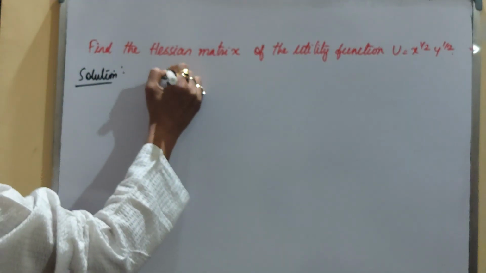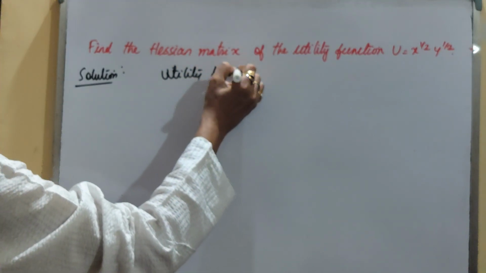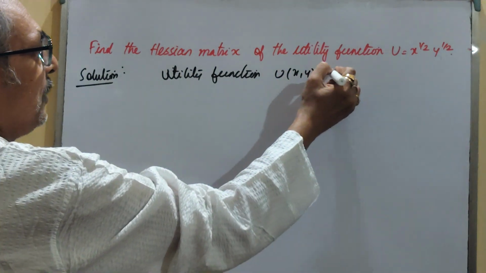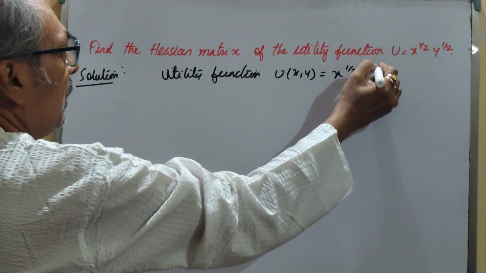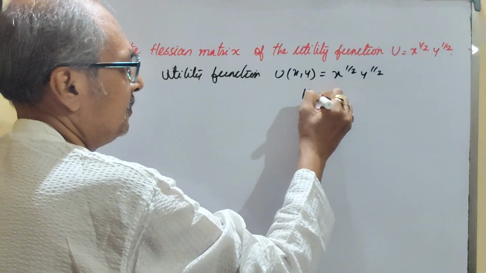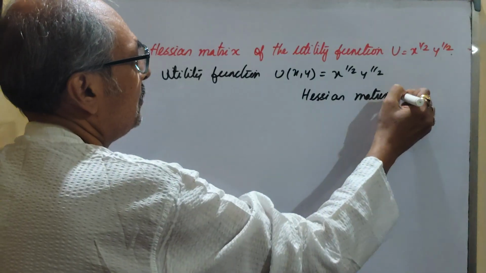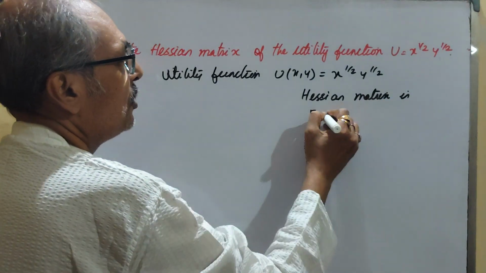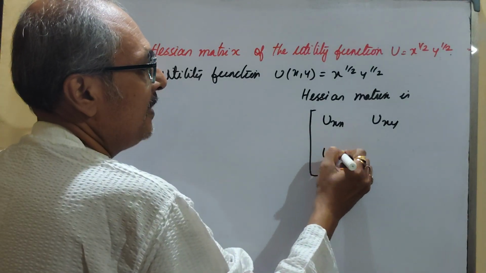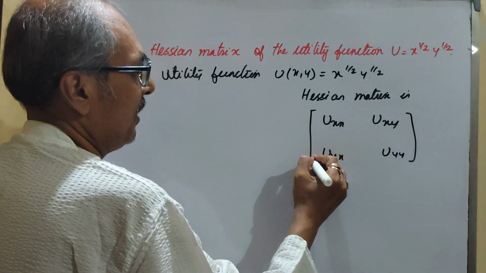Utility function u of x comma y equals x to the power half y to the power half. The Hessian matrix is u xx, u xy, u yx, u yy. This is our Hessian matrix.